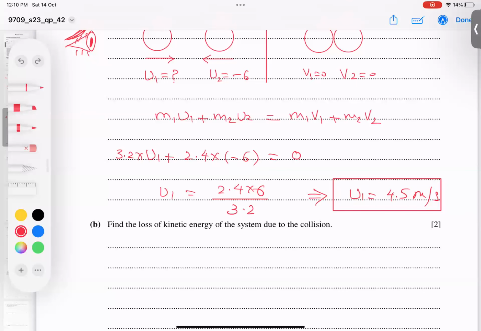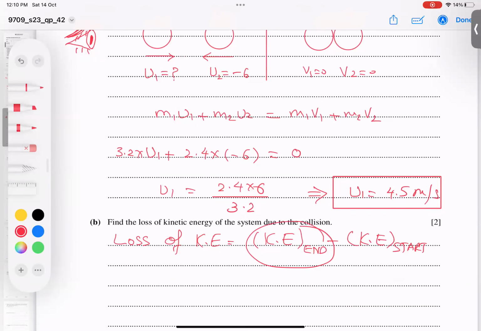So let's see how we can do it. We have to find the loss of kinetic energy of the system. How can we find it? I can say simply, the loss of kinetic energy of the whole system is the kinetic energy at the end of the whole system minus the kinetic energy at the start, or we can say before collision. So let's see. We have to keep our eye on velocities, on speeds.